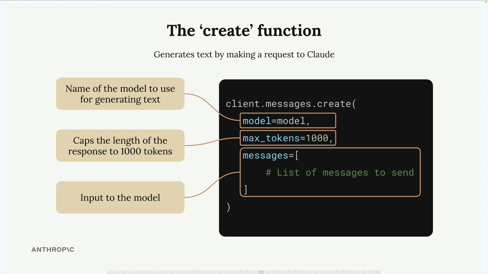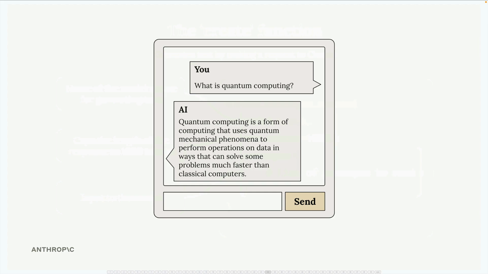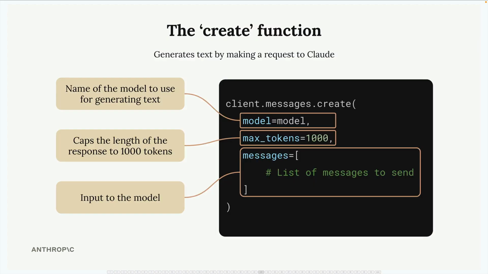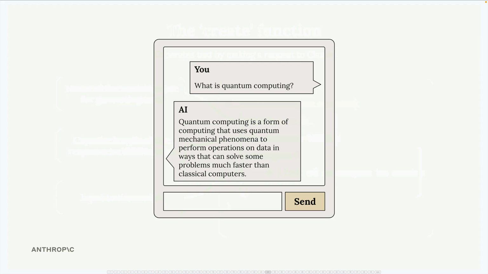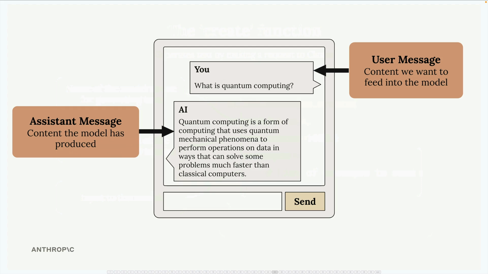To understand what messages are all about, I would like you to think back to the chat application we discussed a moment ago. So a user might type in some question to Claude and then expect to get an answer back. The messages that we're talking about when we pass these things into this create function are meant to represent exchanges like this. There are 2 types of messages, a user message and an assistant message.